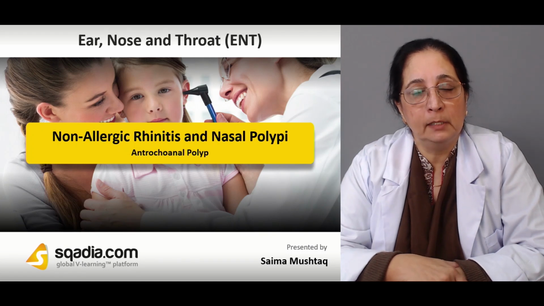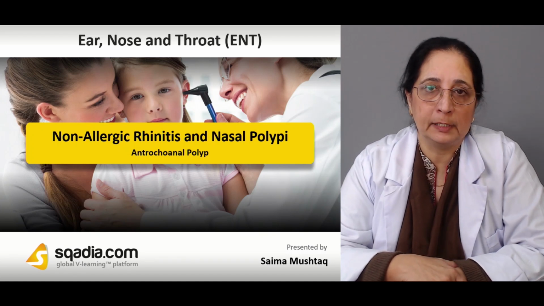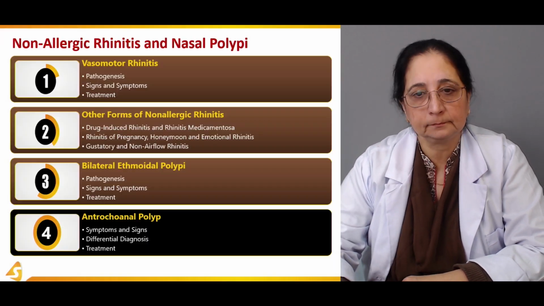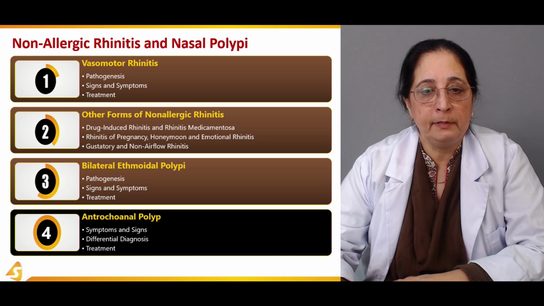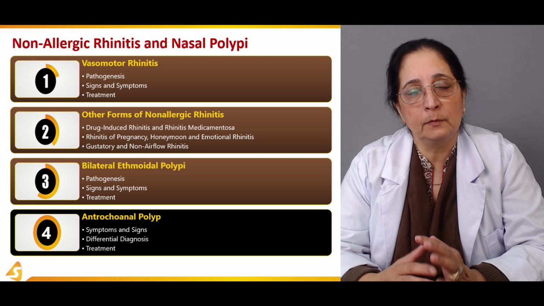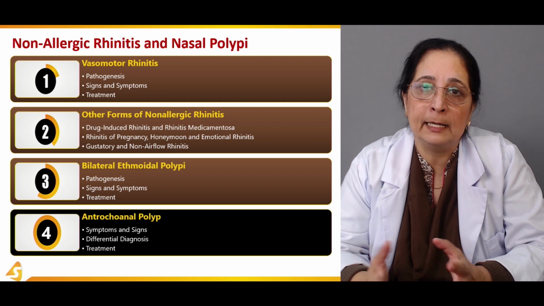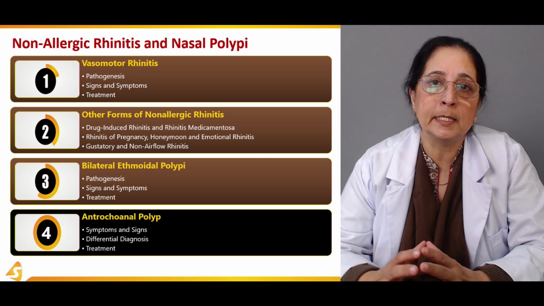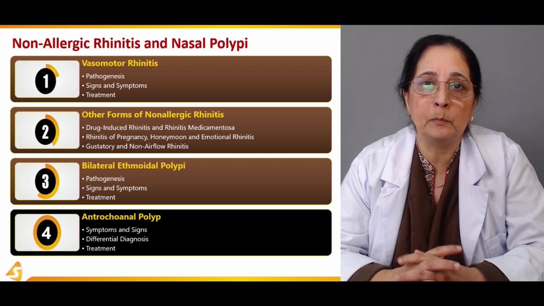Now let's start with our final section of the lecture, which is antrochoanal polyps. In this, we will talk about the antrochoanal polyps, where they are formed, developed, and how they present. What are the signs and symptoms of antrochoanal polyps?